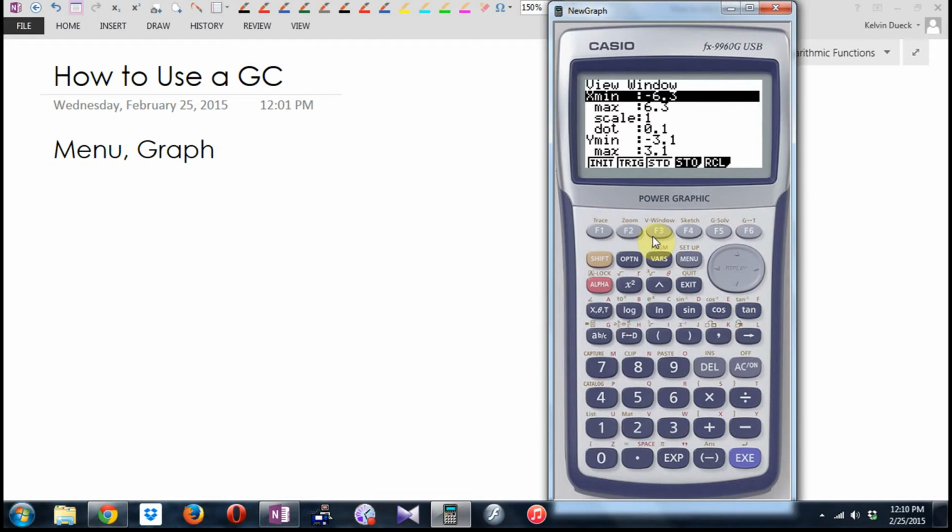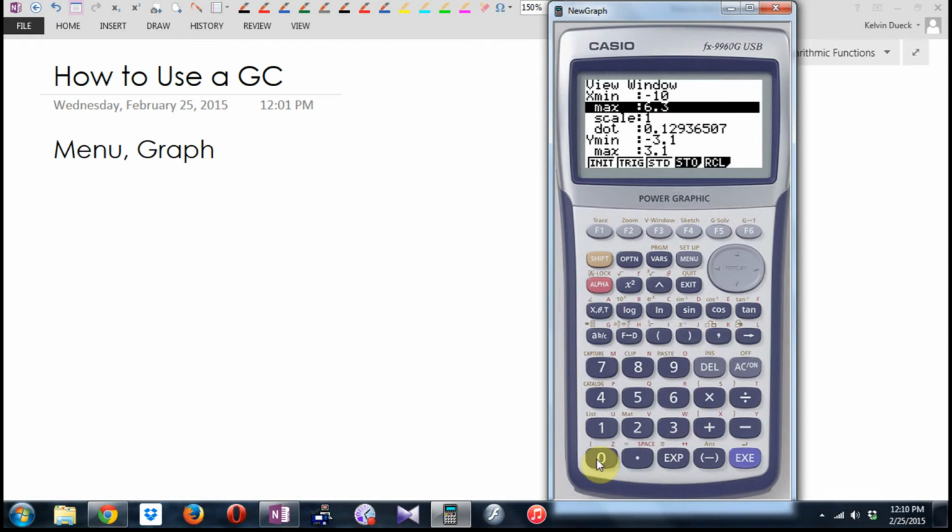X min is short for X minimum, and it's saying, how far to the left do you want me to display? We're going to go from negative 10. So don't use your subtraction. Negative 10, replace X min. I don't know what you guys got. You might have a negative 10 there already. Great, I don't on mine.